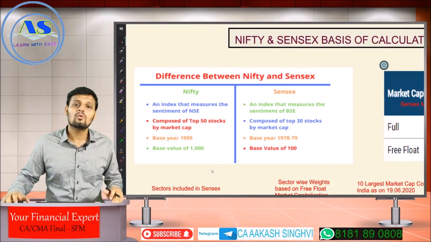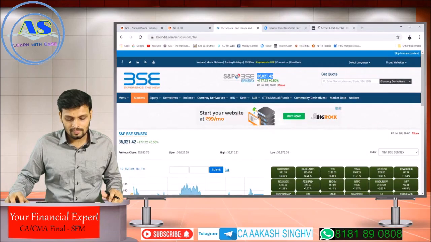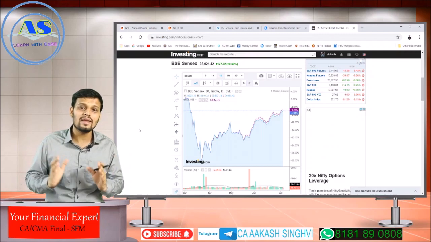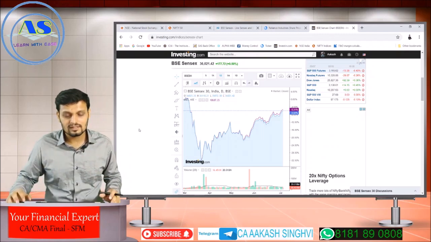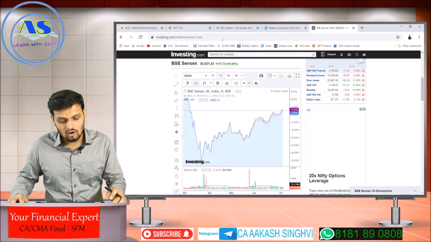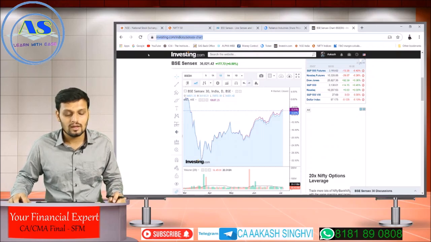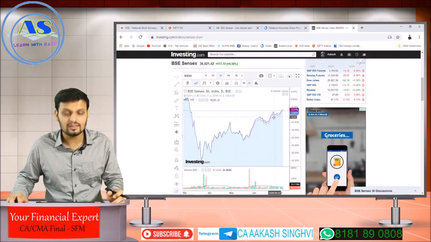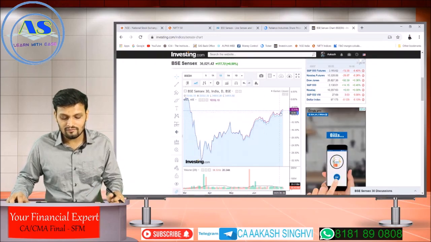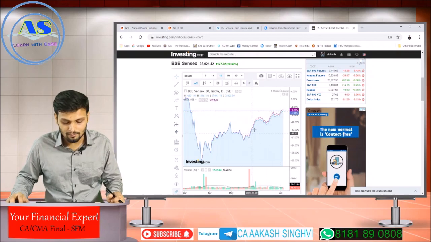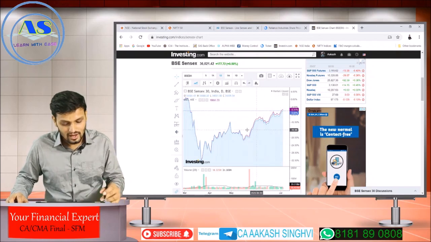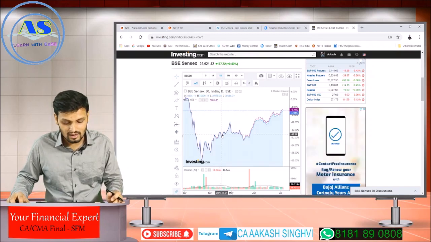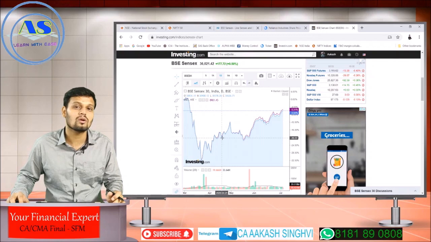Now, one more thing to make note of here is, I have tried to figure out whether Sensex and Nifty are moving in the same direction. The answer is absolutely yes. I have gone through a website called investing.com. In this website, I have compared BSE Sensex with Nifty. The pink color line which you can see here belongs to Nifty and the blue color graph relates to Sensex. You can see here that whenever Sensex goes up, Nifty also goes up, and whenever there is a downfall, Nifty will also come down.